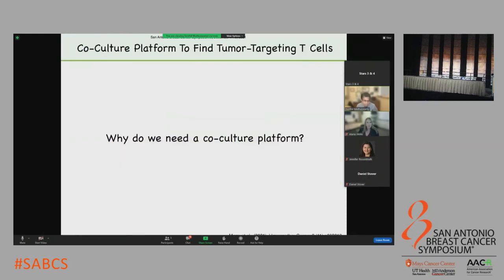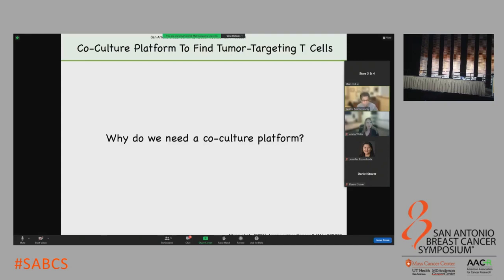So then the question is, we developed a co-culture platform, and why do we need a co-culture platform for these things? I think the answer is threefold. As many of you may know, ER-positive breast cancers are so-called cold tumors, meaning there are very few tumor-infiltrating lymphocytes. So in that setting, how do we really understand how T cells can see those tumors, or do they not see them at all? That's a question that we need to understand.